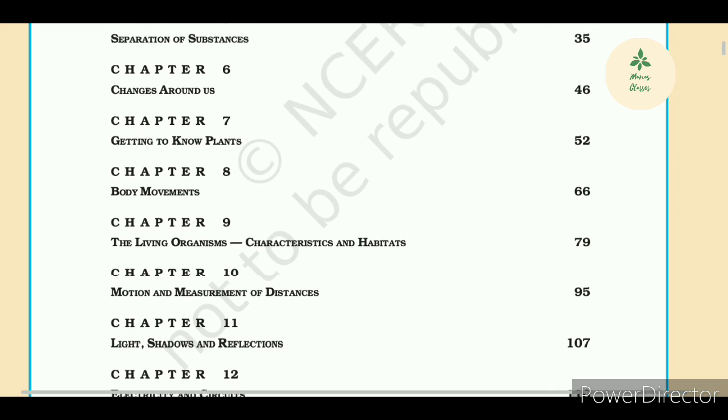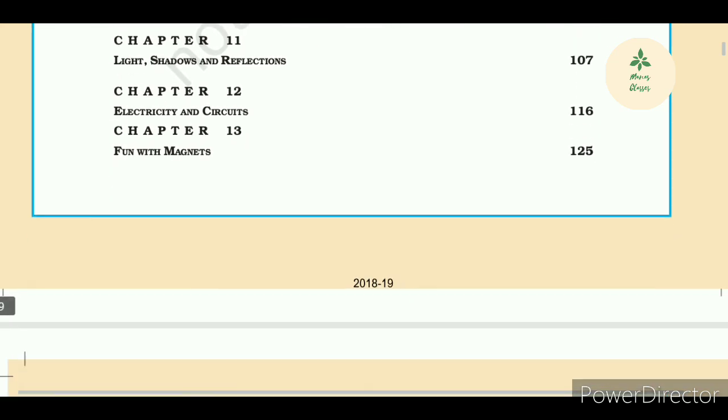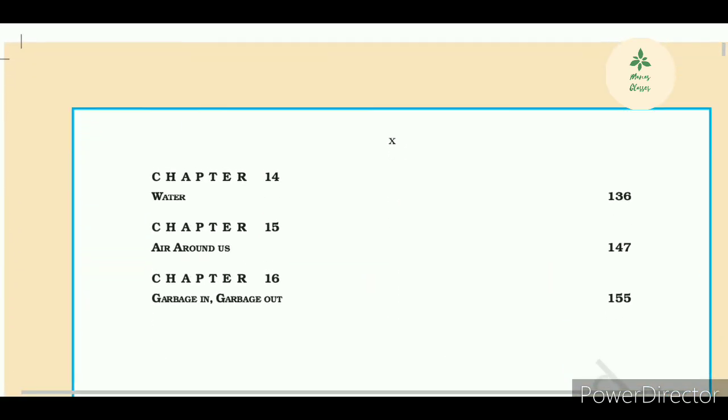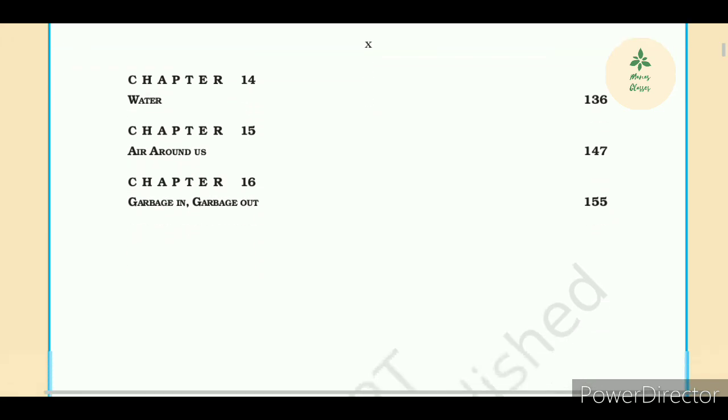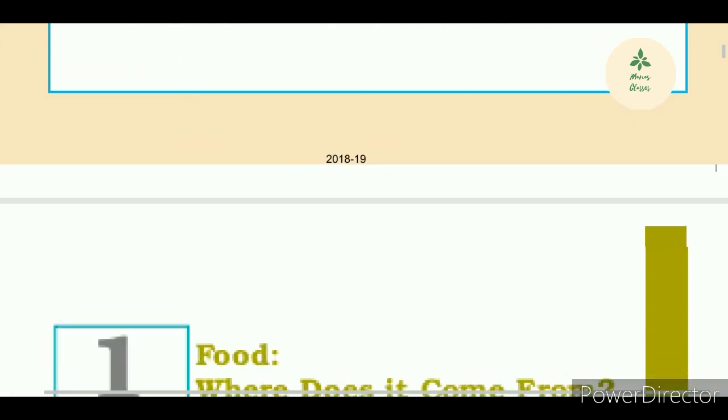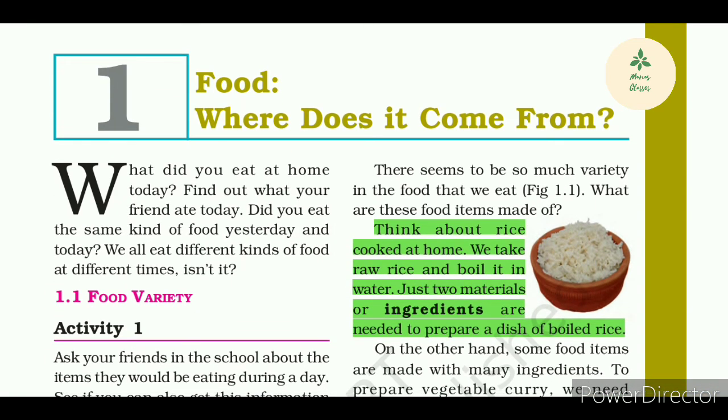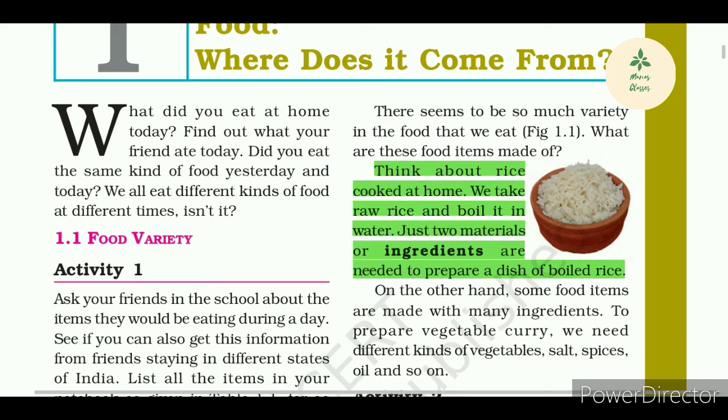But in the first semester we go up to chapter 8, body movement. All of them are easy and very important chapters for learning science. Here is chapter number 1, food, where does it come from? Here is a little discussion about what you ate yesterday and our regular food. There is also food variety.